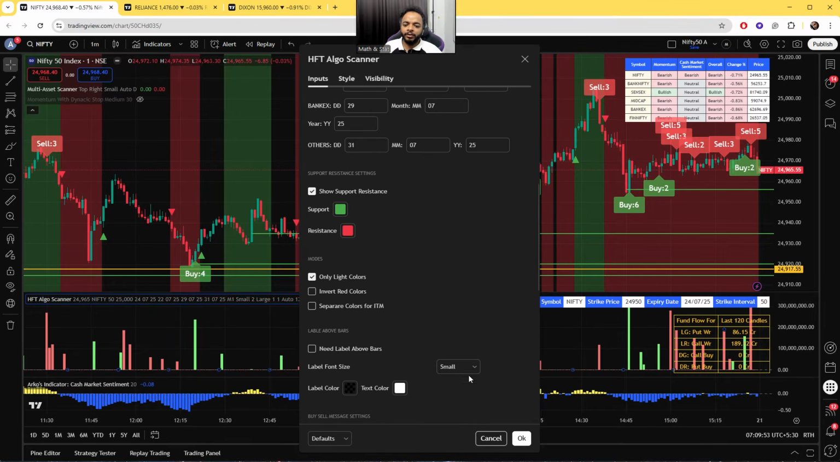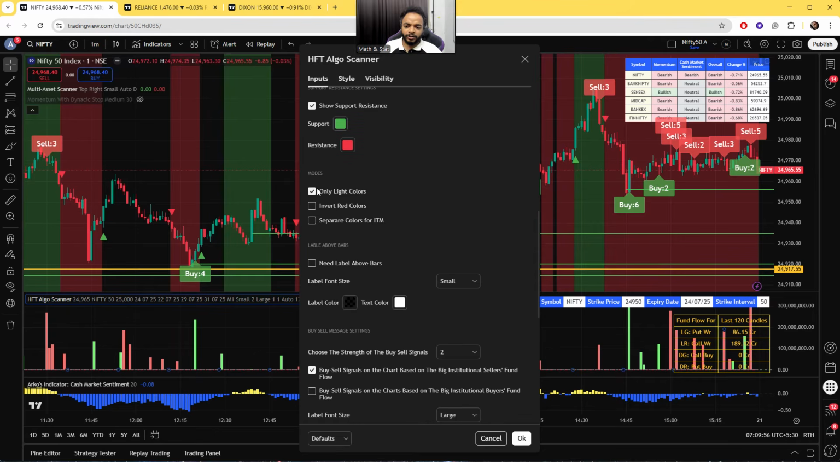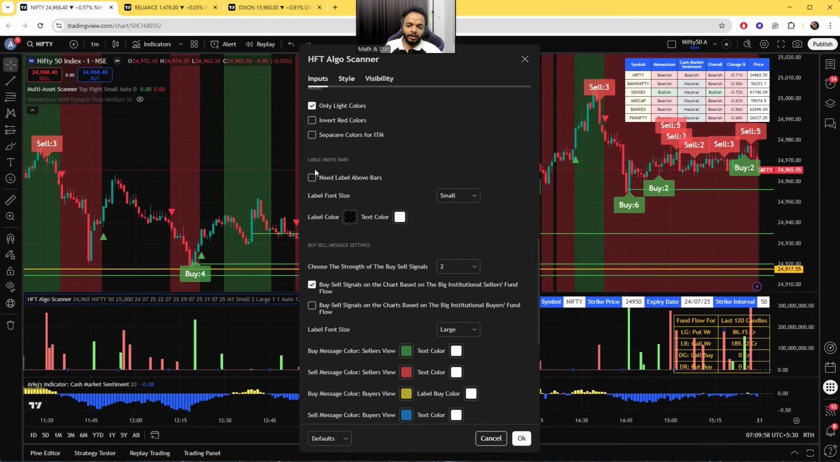Now, we talked about the modes. Now let's talk about label above bar. So what is this?